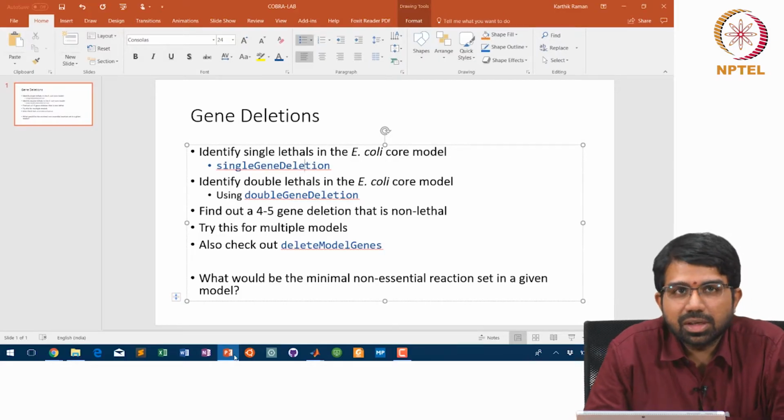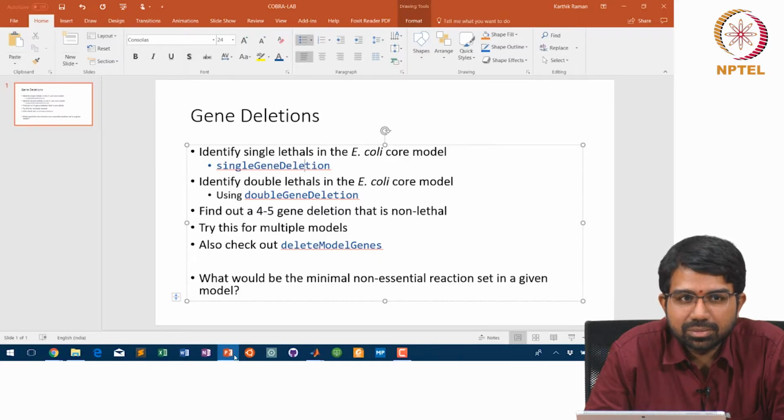So, do you have an answer for the last question? What would be the minimal set of non-essential reactions in a given model? Isn't it sparse optimal? More or less, yes, you are on the right track even without attending this morning's class.